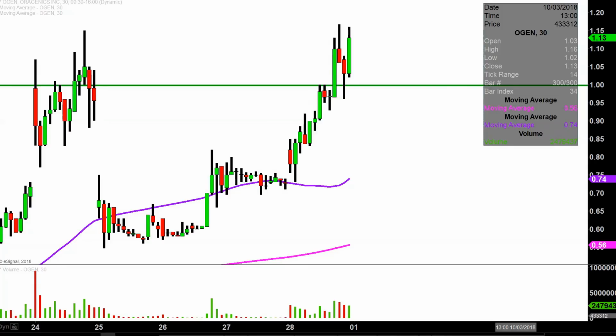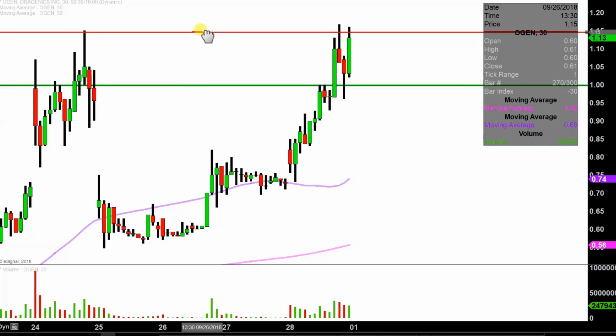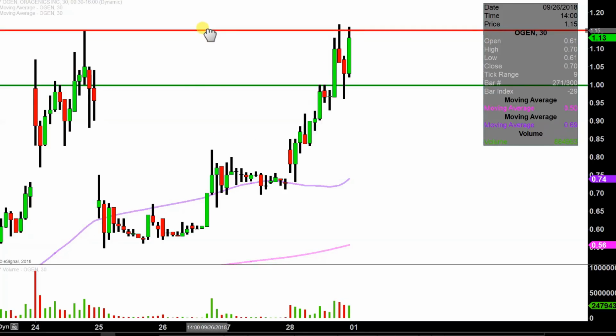Now, what about levels of resistance? As far as where the sellers are hanging out right now, pretty straightforward. That's right up there at the $1.15 mark. And it makes sense why the price got rejected up there on Friday. Why do I say that?